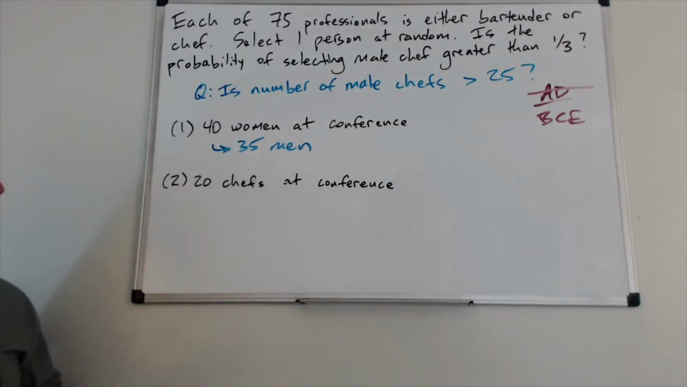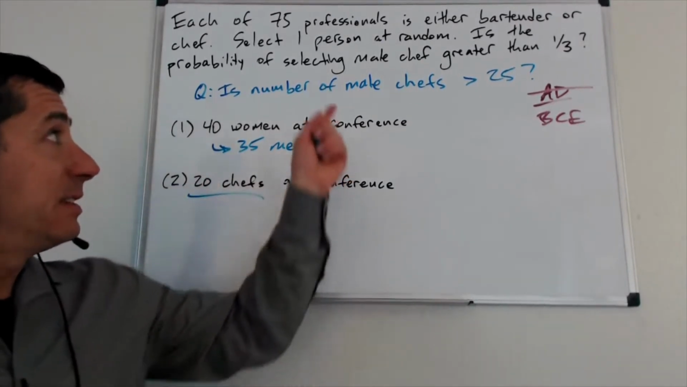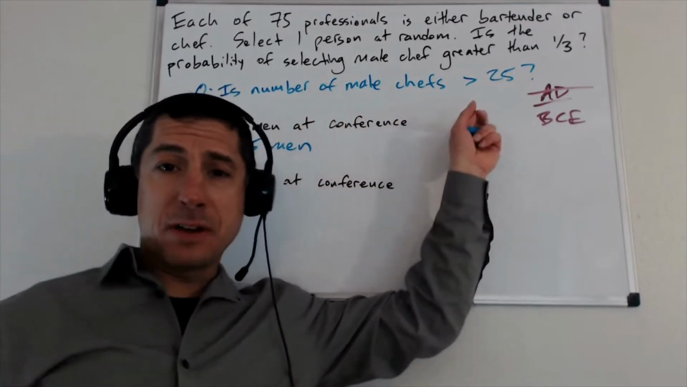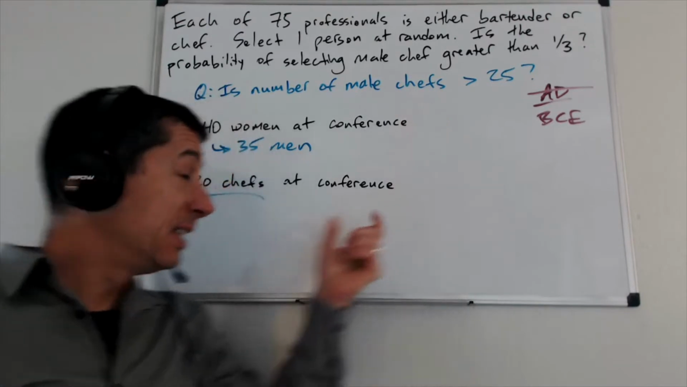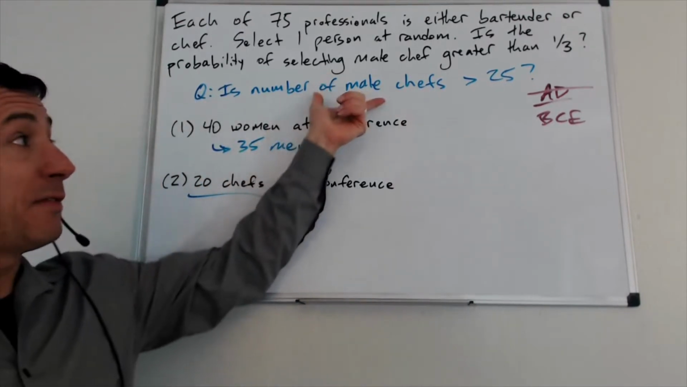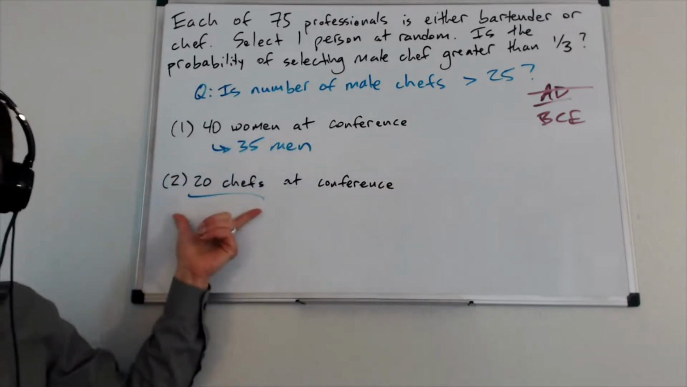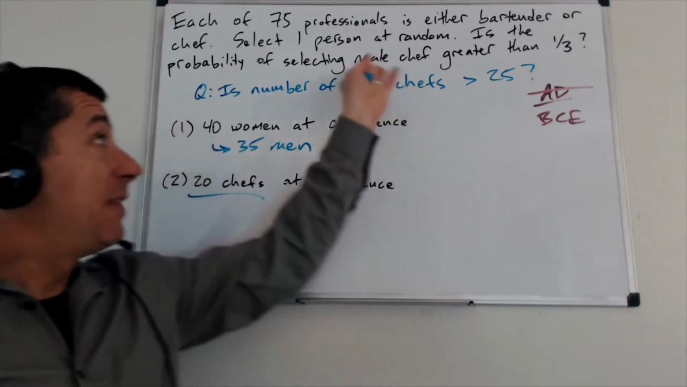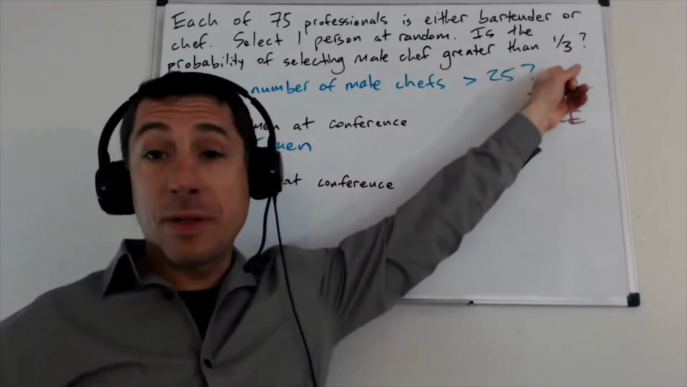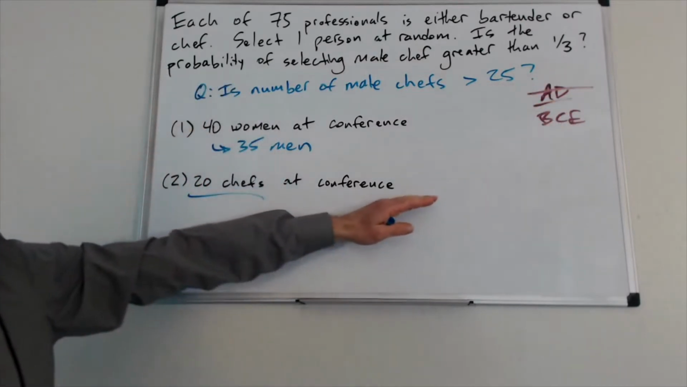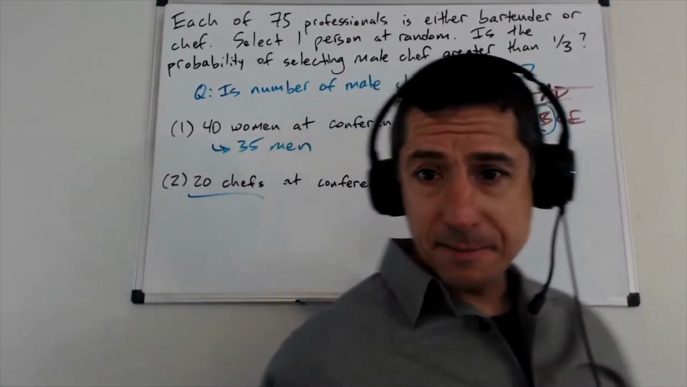Now, what about statement 2? There's 20 chefs at the conference. So if there's 20 chefs, is it possible for the number of male chefs to be greater than 25? Nope. And since this is a yes/no question, this is sufficient. We know for a fact the number of male chefs is not greater than 25, since the number of chefs is less than 25. And therefore, we know that the probability of selecting a male chef can't possibly be greater than 1/3. So statement 2 is sufficient, and our answer is B.